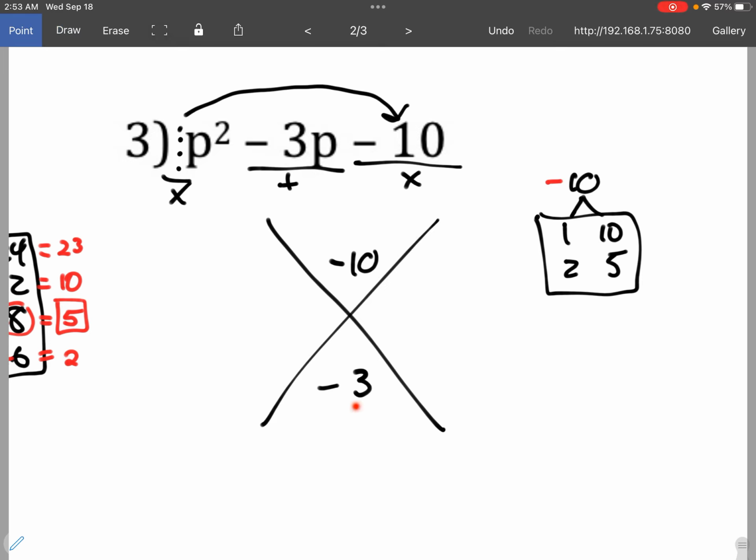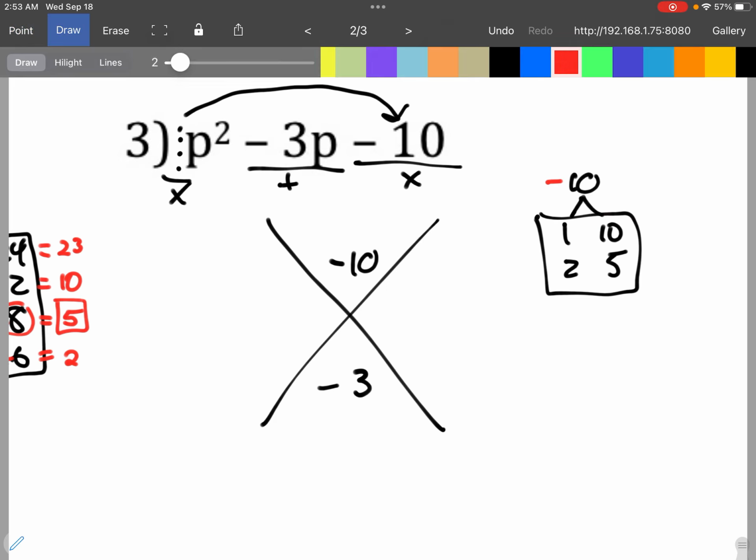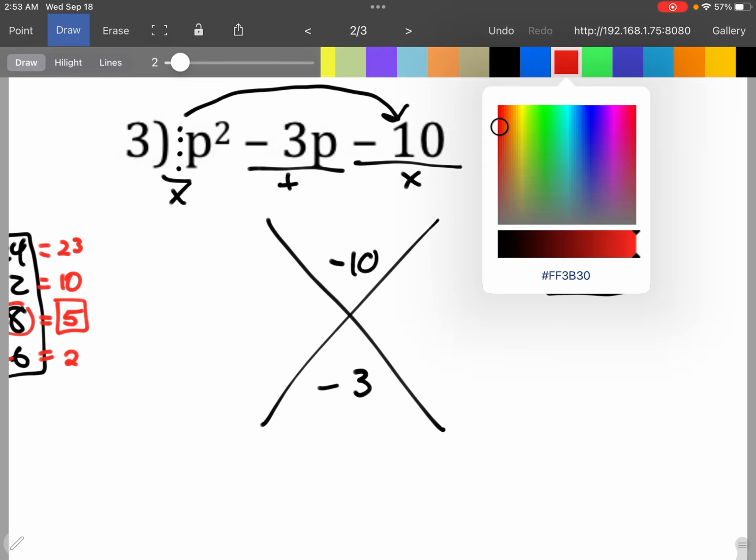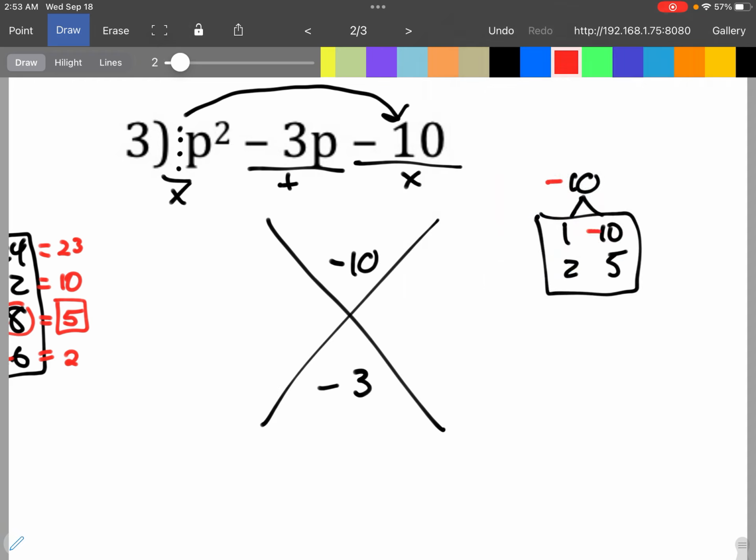Look no further than this guy right here. If you're adding to a negative number, the bigger numbers have to be negative. Okay, it's real simple. It's the only way you can actually add to a negative. So by making 10 negative and 5 negative, 1 is positive and 2 is positive. 1 minus 10 is negative 9. 2 minus 5 is negative 3. Ding, ding, ding, ding, ding. These are our two numbers.